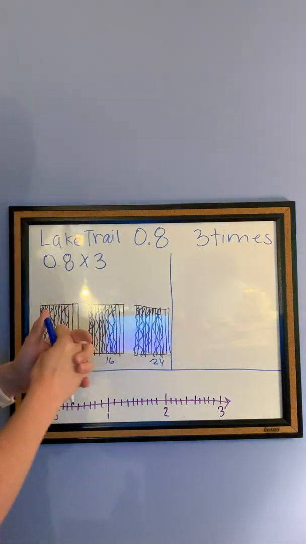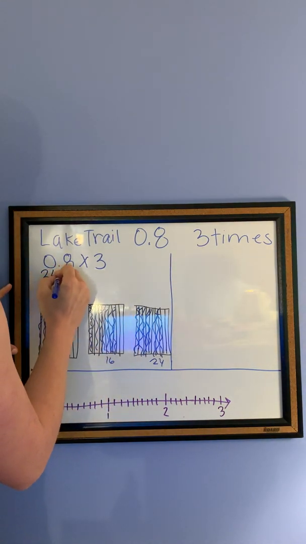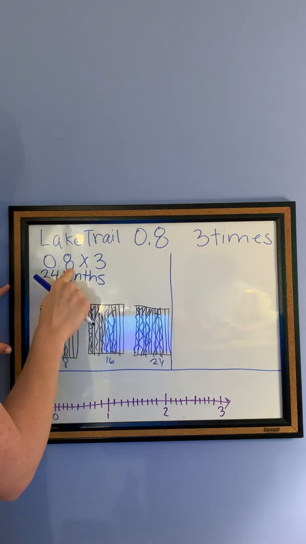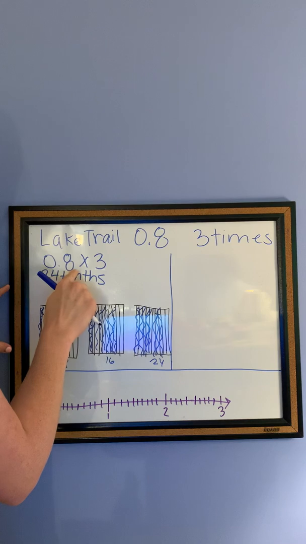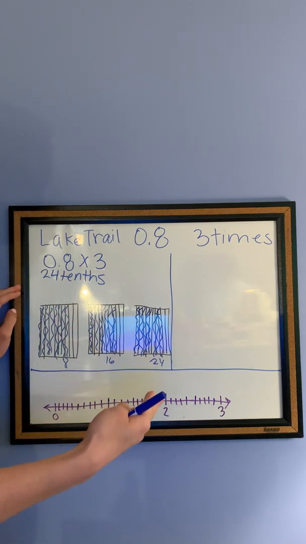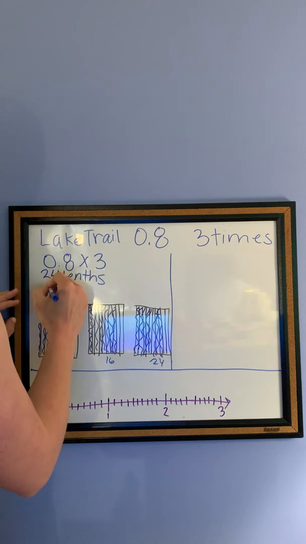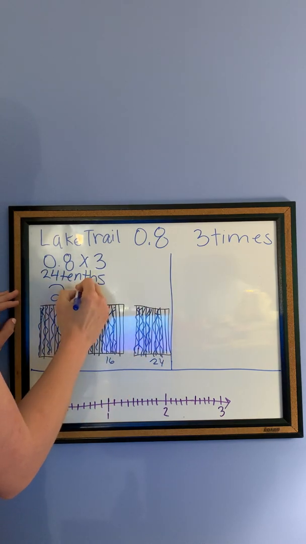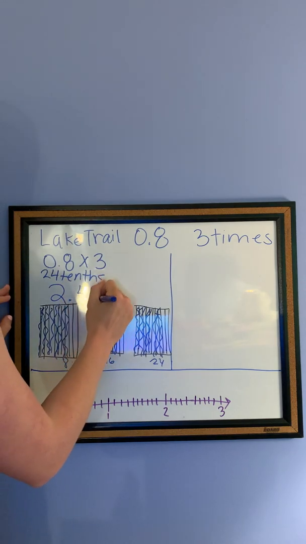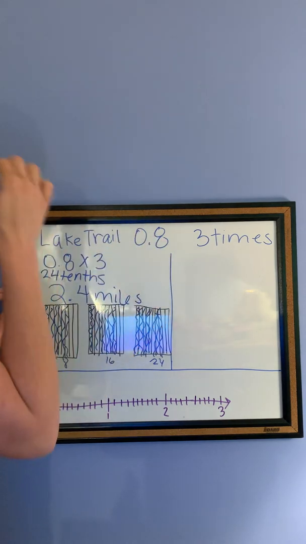Now, 24 tenths. Okay, 8 tenths looks like this. 24 tenths means that I ran 2 whole miles. If I were to put these together into whole grids, it would be 2 whole miles, and then I would have 4 tenths of a mile left over. So that would mean that I ran 2 and 4 tenths miles today.